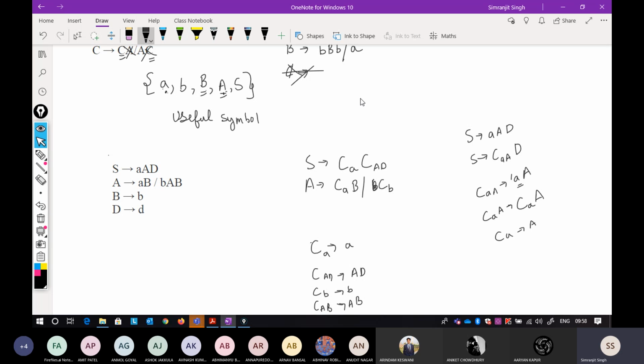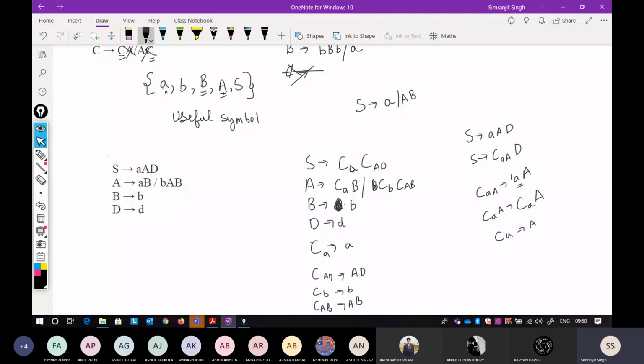Okay. So Chomsky normal form, remember what Chomsky normal form was? Either it is a small symbol or there are two capital letters. Okay, keep that in mind. So this is solved. For this AB, I can put CAB, so that are two capital symbols. Now for this B, I can directly put a CB, but there is no need, that is already there, so B just remains as it is. Okay, for D, that is also fine.